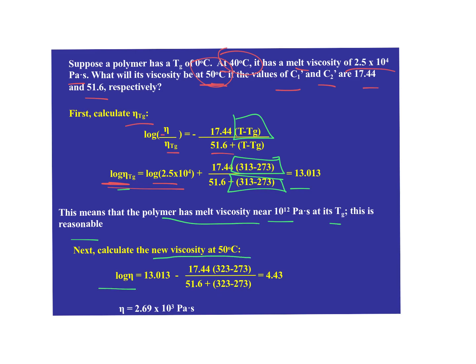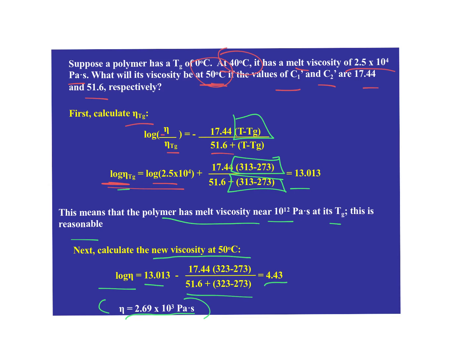And so then we calculate the new viscosity at 50 degrees centigrade. So the log of eta is equal to this 13.013 minus this relationship now, 17.44 times the quantity 323 minus 273, divided by 51.6 plus 323 minus 273. This is equal to 4.43. Again, inverse log of that is 2.69 times 10 to the third Pascal seconds.